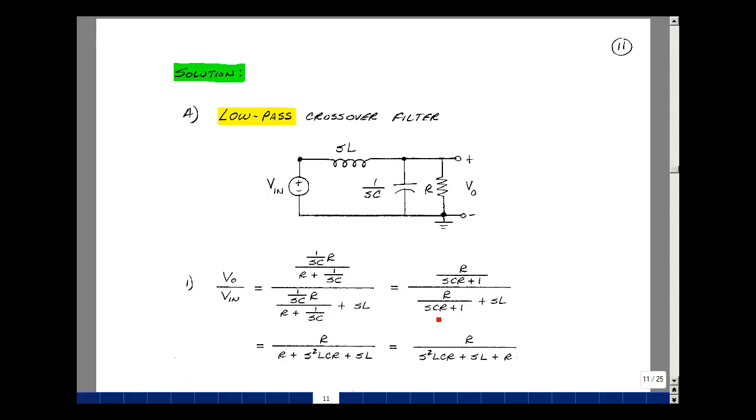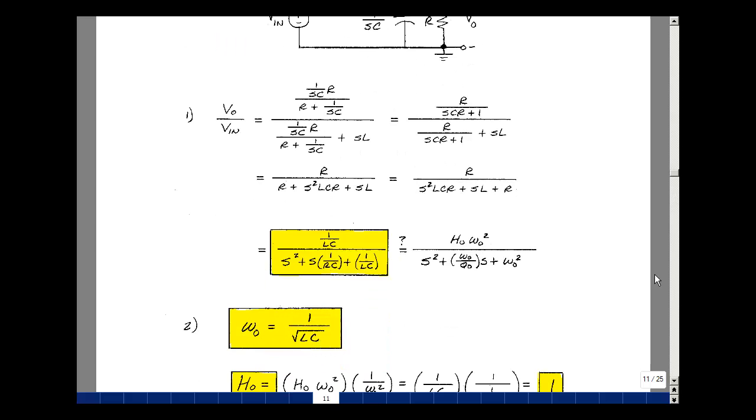Then I have an R term here, and then sCR plus 1 times sL will be s squared LCR plus sL. Let's rearrange the denominator by powers of s, so I have s squared times LCR plus sL plus R. Let's divide the numerator and denominator by LCR. That'll give me a numerator with just 1 over LC, a 1 for this term, and then L divided by LCR will just give me a 1 over RC times s, and then R divided by LCR would just be 1 over LC. Now, is this the form of a low-pass filter? And the answer is yes. We have something without s in it, and we have an s squared times 1, something times s, and something with s to the 0.